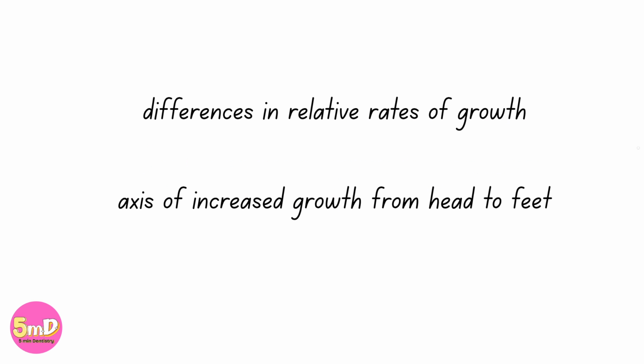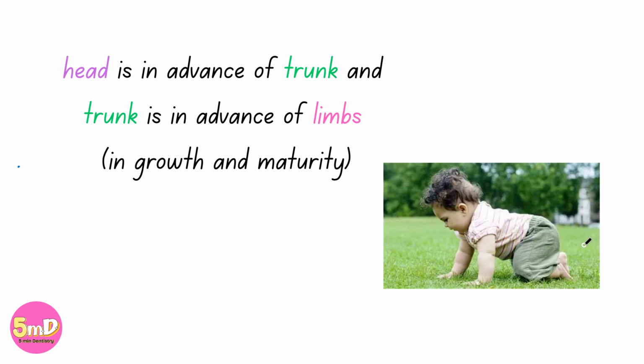What is it? It states that there is a differential rate of growth in each part of the body, that is, not all the parts of the body grow equally. There is a preference from head to feet, an increased axis of developmental growth. Here they state that the head develops earlier when compared to the trunk, and the trunk develops earlier when compared to the limbs.